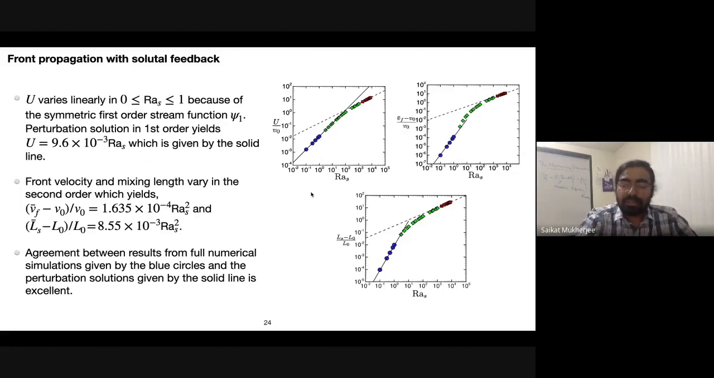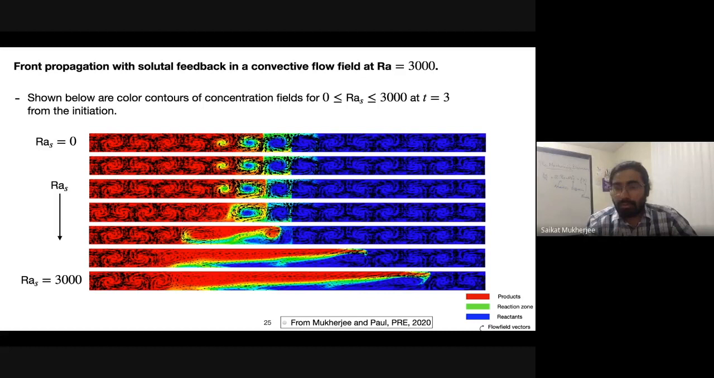So now we add convection to our front. We are studying what happens when there is a chain of convection rolls in our two-dimensional domain, and we increase the solutal Rayleigh number. At small values of solutal number, nothing significant happens. But at larger values, there is this instability that grows because the products are lighter than the reactants, and you have this interesting snout-like feature in the front interface.